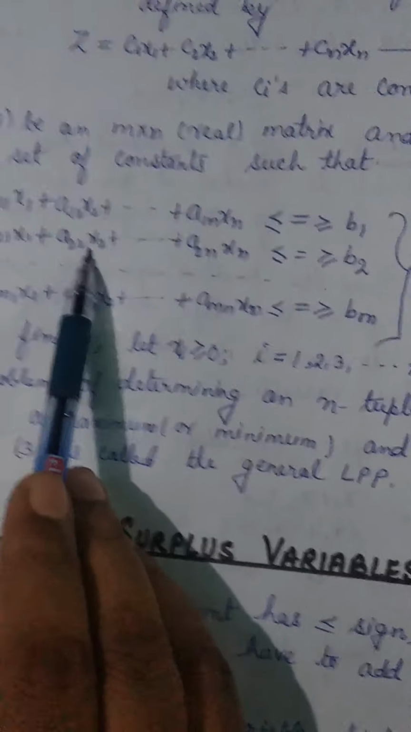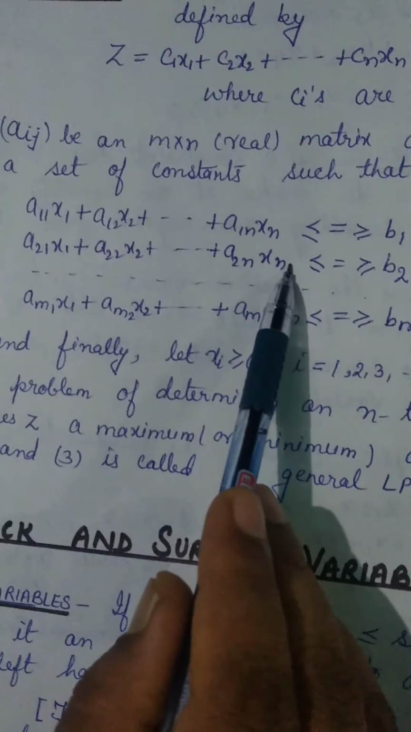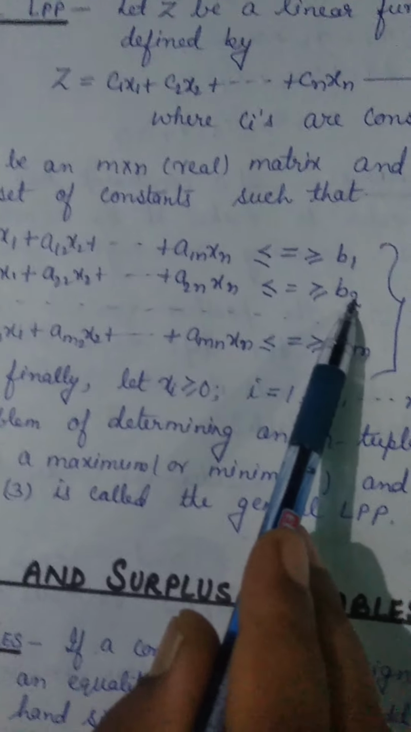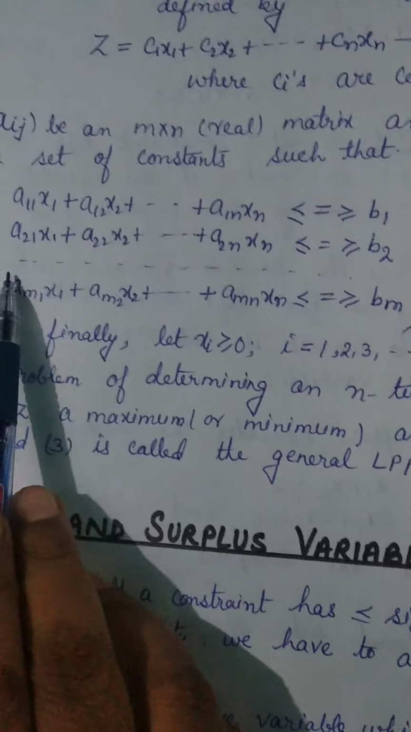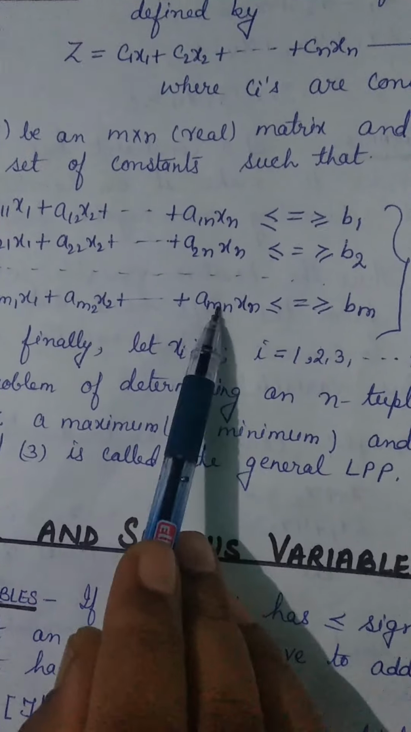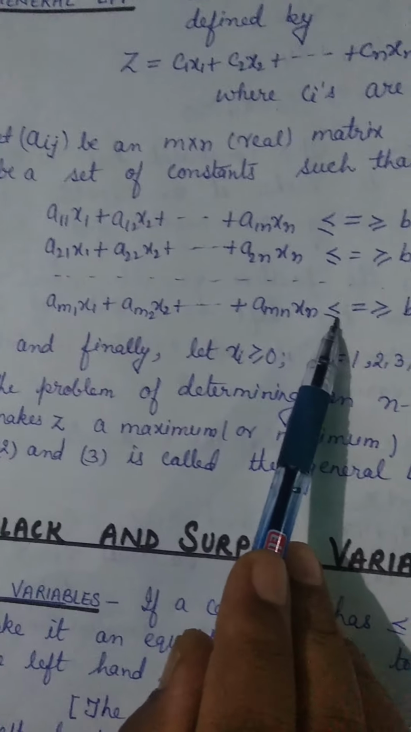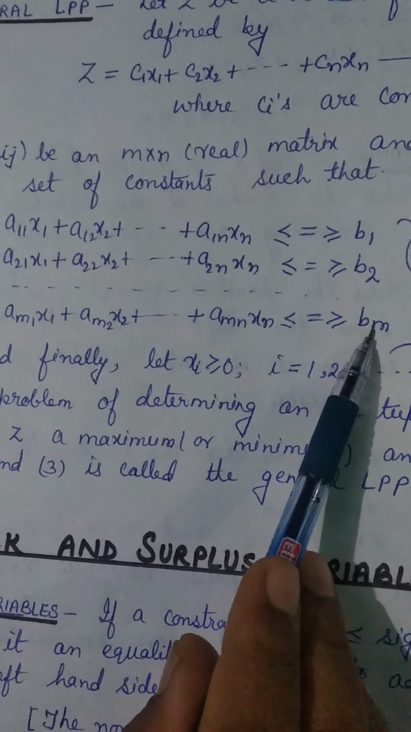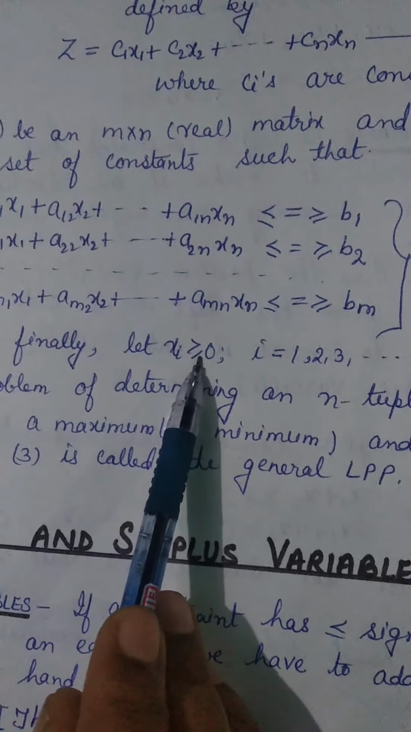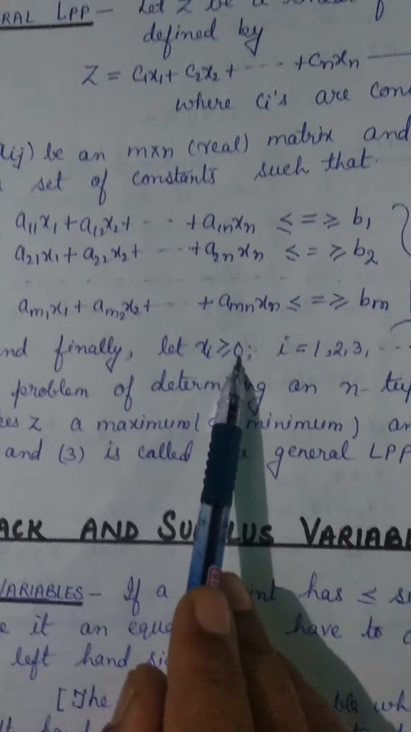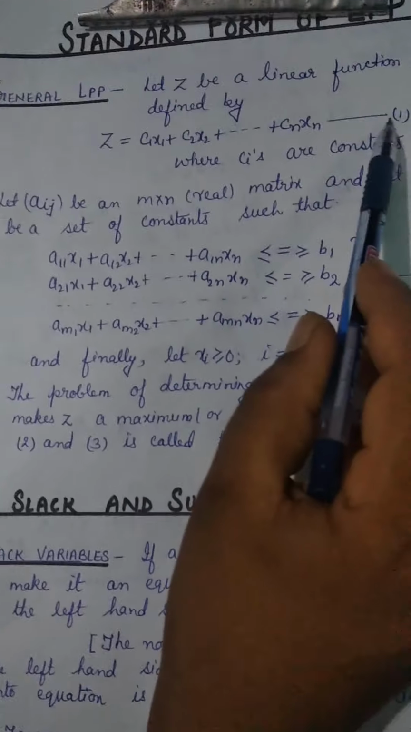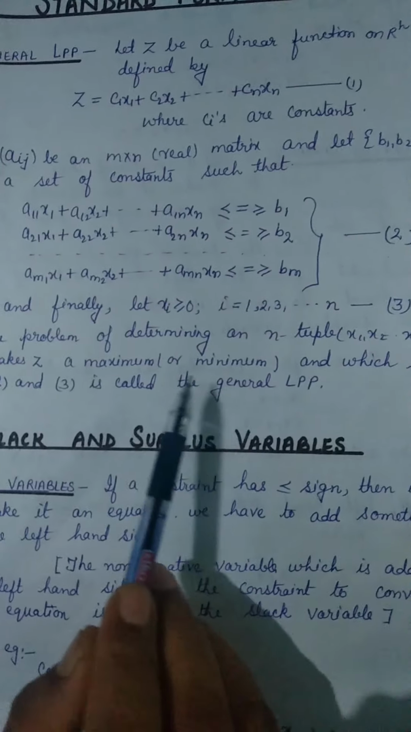a21x1 + a22x2 + ... + a2nxn greater than or equal to, less than or equal to, or equal to b2. Carrying on, am1x1 + am2x2 + ... + amnxn either less than or equal to, or greater than or equal to bm. Finally, let xi be greater than or equal to 0, where i is from 1 to n. Let us take this z to be equation 1, this to be 2, and this to be equation number 3.